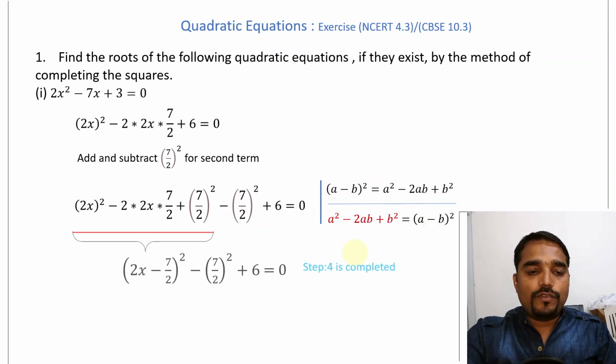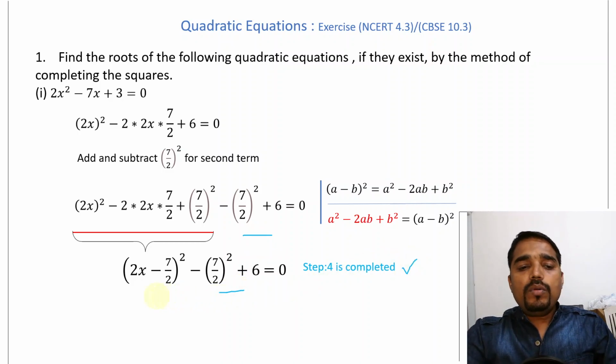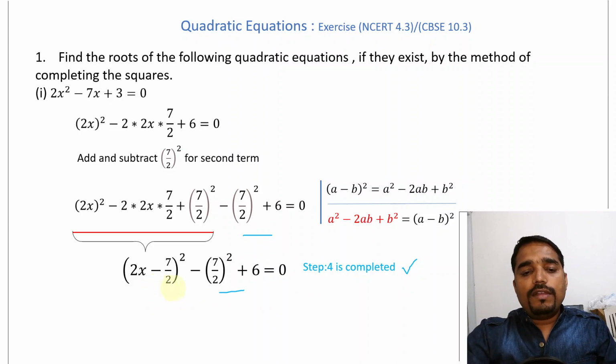So therefore it is similar to a minus b whole square formula. Now let us apply this formula to the first three terms, wherein wherever there is a in the formula there is 2x, and wherever there is b there is 7 by 2. Therefore 2x minus 7 by 2 whole square minus the remaining two terms as it is. This completes step number 4. Now in order to find the value of x, we will have to simplify this equation so that we will be able to get the roots of this particular equation. Now let us see how to do that.